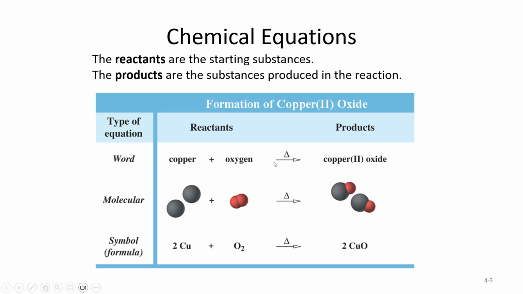This arrow is called yields. So you notice I said that in the equation. So yields, instead of saying equal to, because it's not a math problem, we say, copper plus oxygen yields or produces copper(II) oxide.